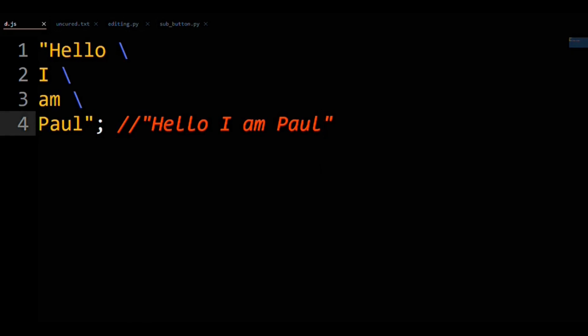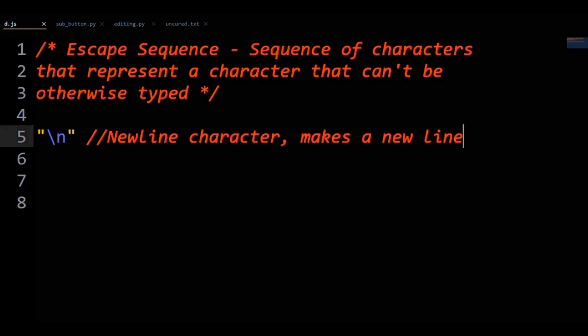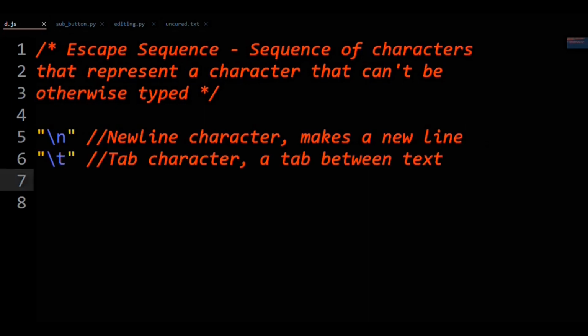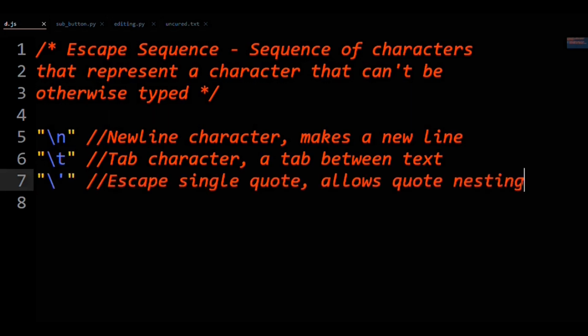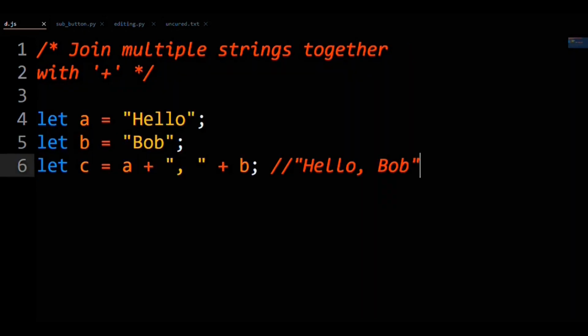This string, hello, I am Paul, is broken over multiple lines, but when you look at its value, it looks like any normal string. Escape sequences are sequences of characters that represent a character that can't otherwise be typed. Some escape sequences include the newline character, which makes a new line, the tab character, which puts a tab between text, escaping a single quote that allows for single quote nesting, or escaping a double quote that allows for double quote nesting.